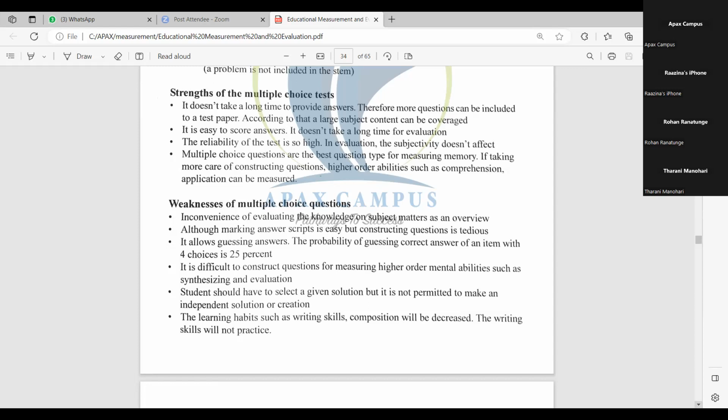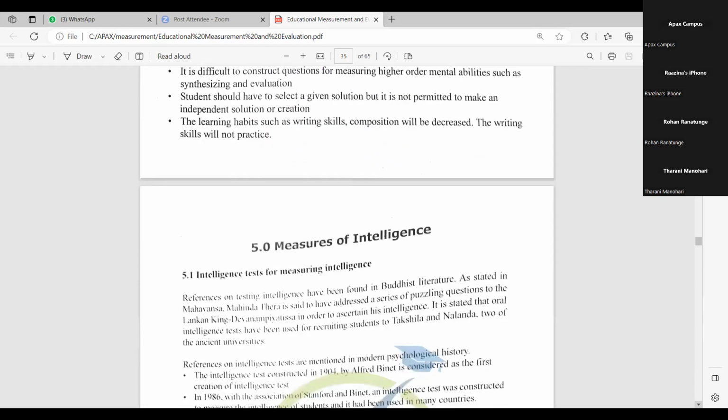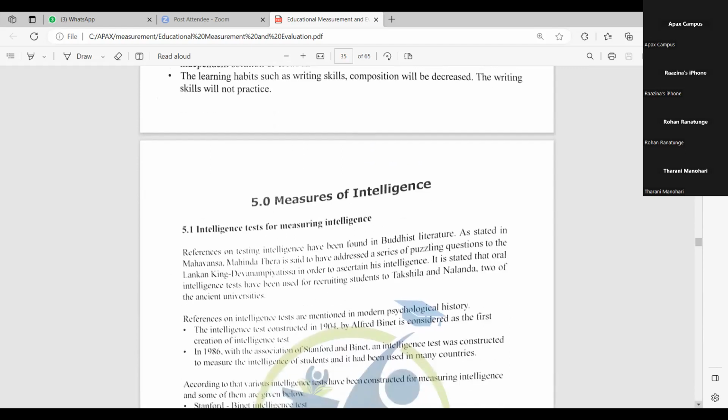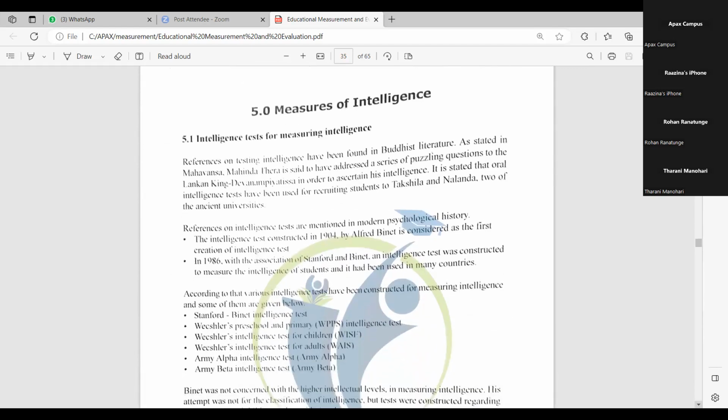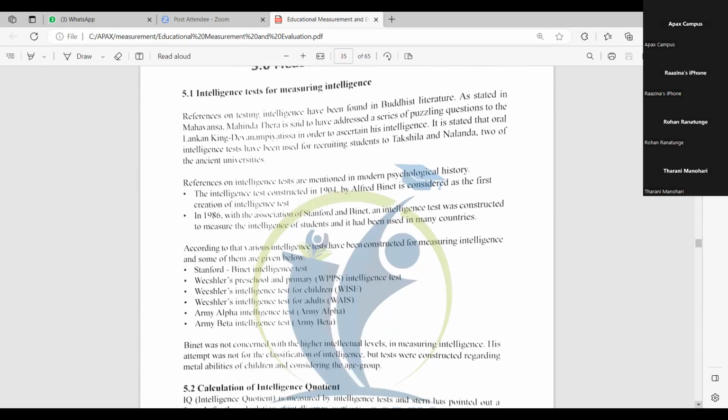All right, so that's all about preparing test items. Now let's discuss measuring intelligence. Intelligence testing or measuring intelligence.